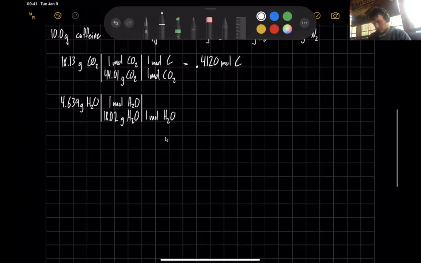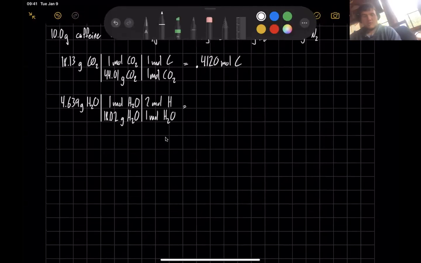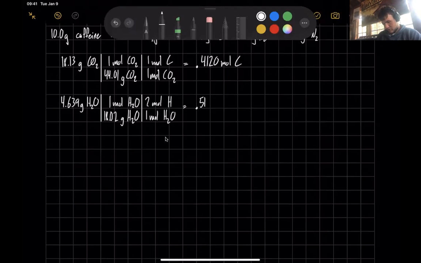Continuing on with the problem, 1 mole of H2O has 2 moles of H, right? 2 H's here. So that yields, on the calculator, 4.639 divided by 18.02 times 2, 0.5149 moles of hydrogen.